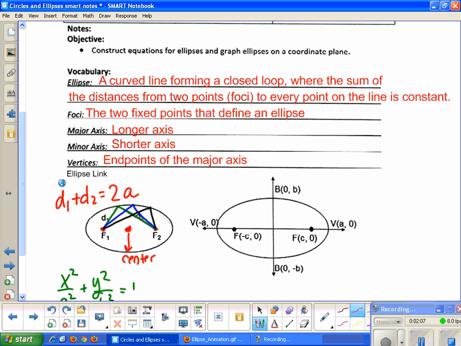There's two types of ellipses. We have a vertical ellipse and a horizontal ellipse. The vertical ellipse would look something like this. And this would be the center. And this would be a focal point, and this would be a focal point. The one that we have to the left of this ellipse right here, this is a horizontal ellipse.